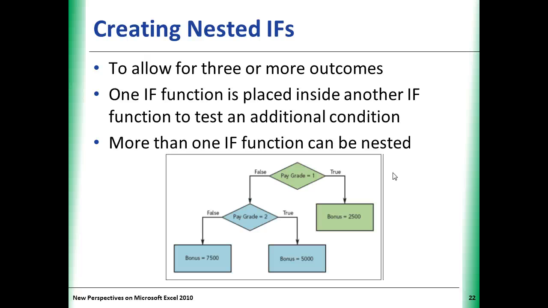So what do I want to put after that comma? I can't just put in 5,000, I can't put in 7,500. Why not?